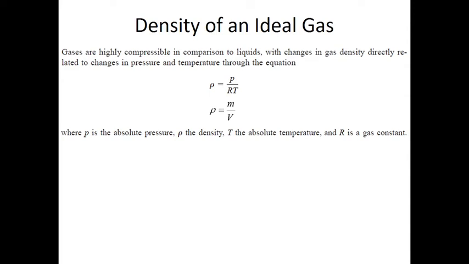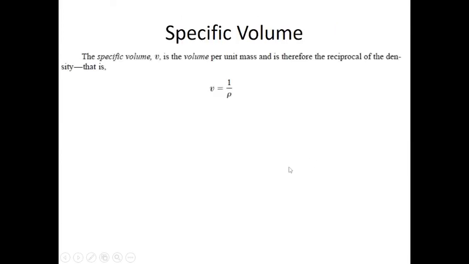So, where P is the absolute pressure, rho is the density, T is the absolute temperature, and R is a gas constant. Absolute pressure, naaral nyo na yan sa thermodynamics if I'm not mistaken. So, I repeat, yung ideal gas equation na PV equals MRT, na-derive natin yung rho equals P over RT, which is also another form of an ideal gas equation. Then, let's go to specific volume.